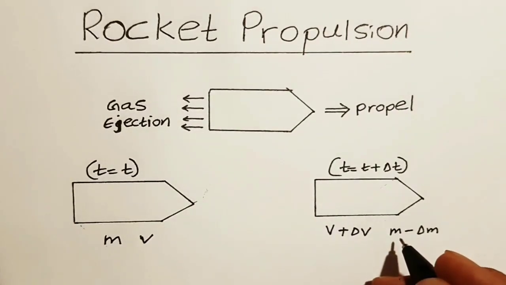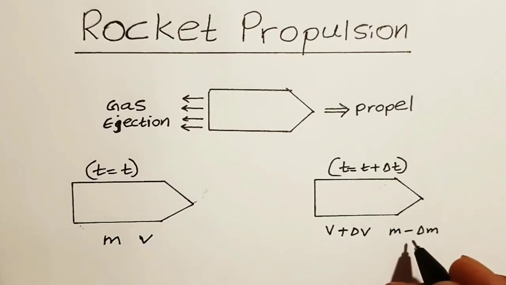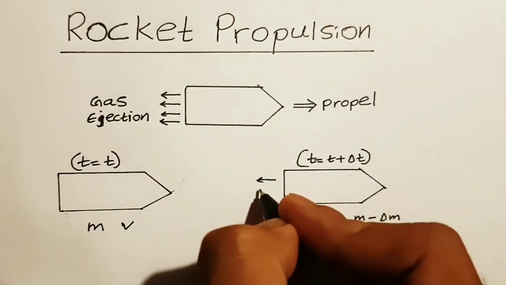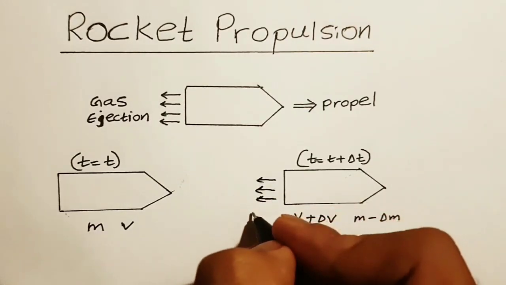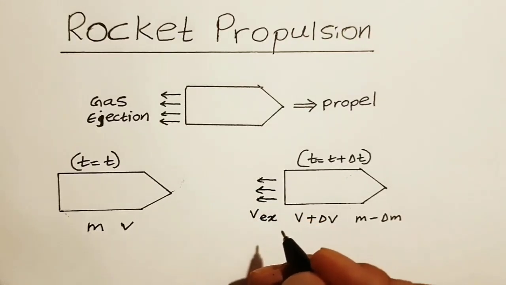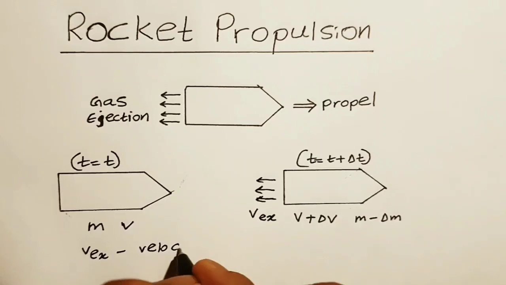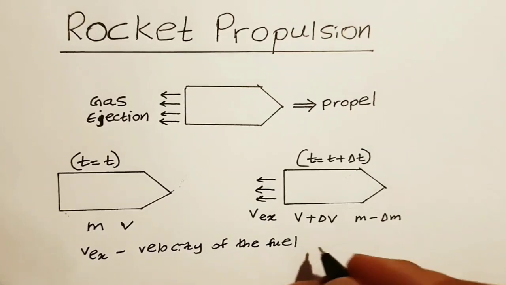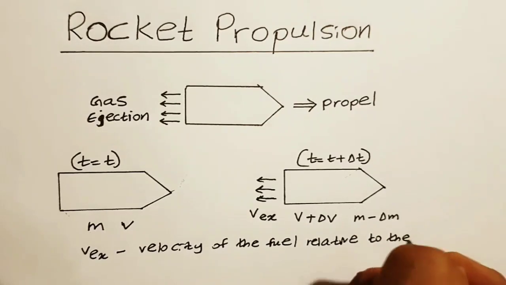As the fuel is being combusted, the total mass of the rocket decreases, so we get this m minus delta m term. At this moment, the rocket is ejecting the gases which are burned from the fuel. So we get this velocity as v exhaust, and this v exhaust is the velocity of the fuel combusted relative to the rocket.